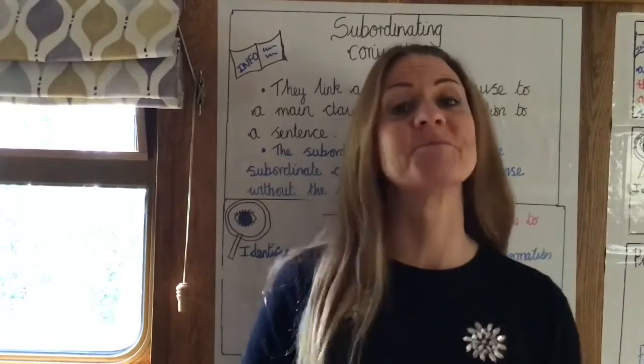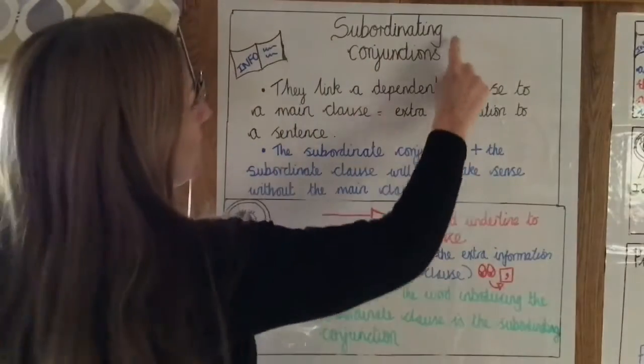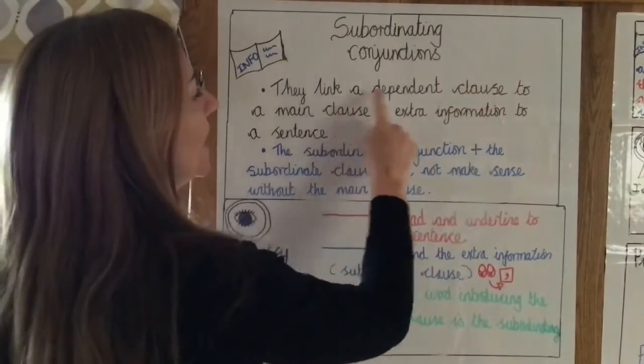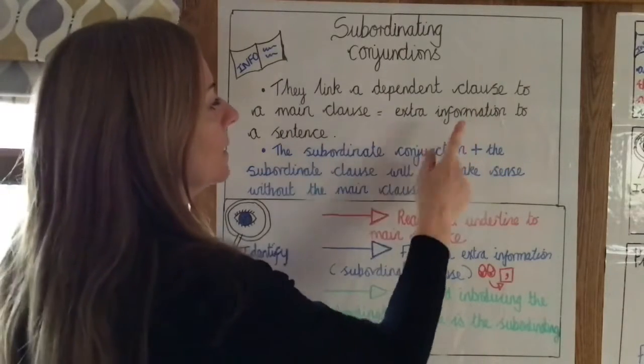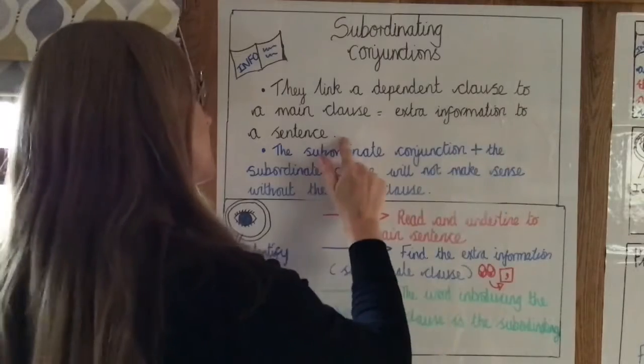Have a look at the information. So, subordinating conjunctions. They link a dependent clause to a main clause. That means extra information to a sentence.